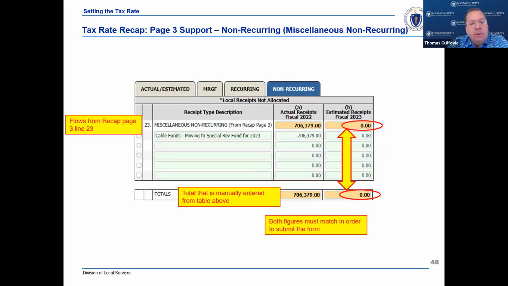The last tab is your miscellaneous non-recurring estimates. Again, same thing. Please give us the detail below here. So this community had their cable funds here. They were one of the few communities that did not adopt it as a receipts reserved or an enterprise. They had it strictly going to the general fund. So they put those receipts in there, and that's the detail. But the biggest thing I can stress on this is that we need the detail.